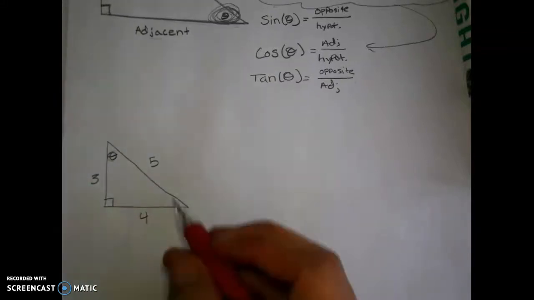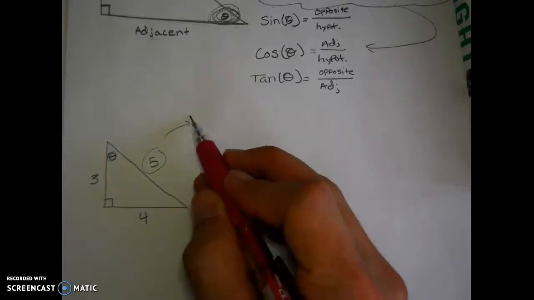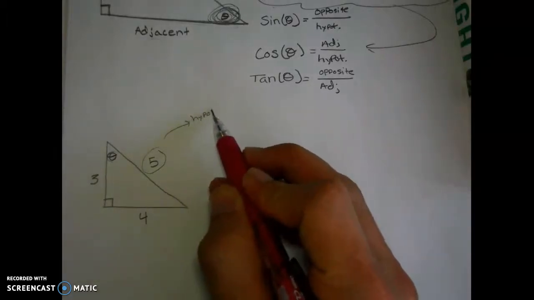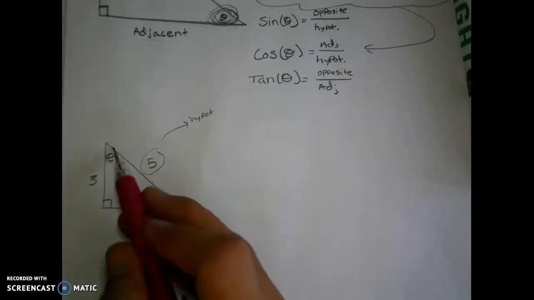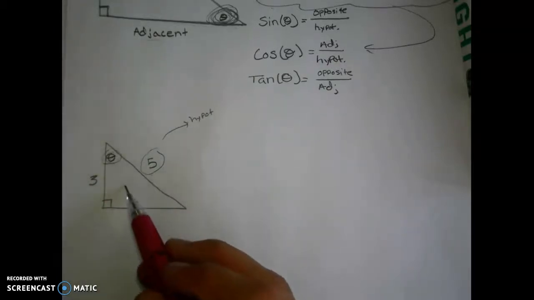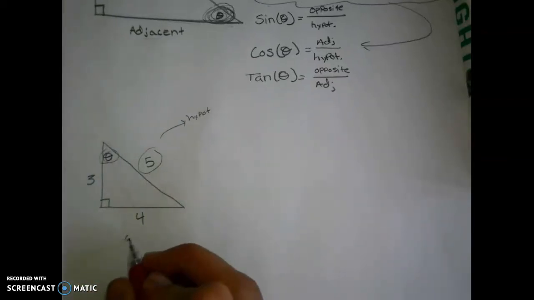The first thing I want to note is that this is our hypotenuse. Now we go off of theta to find our other two. Our theta, well, this one is across from the opposite side from our theta, so this is our opposite.